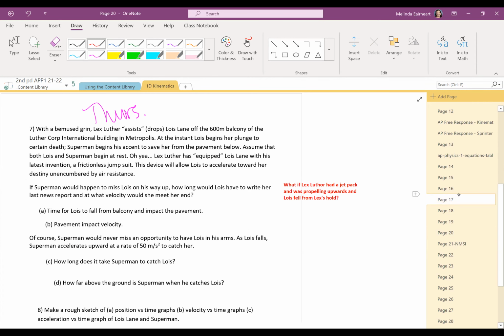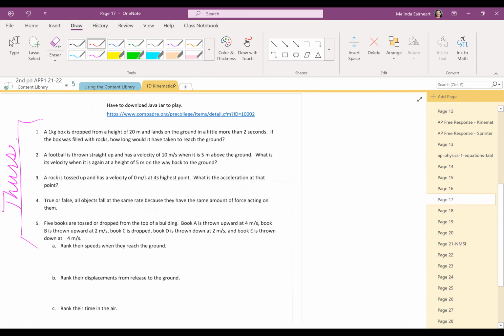And so page 17, I'm going to do now. The link is not on your original copy. I just added it last night.